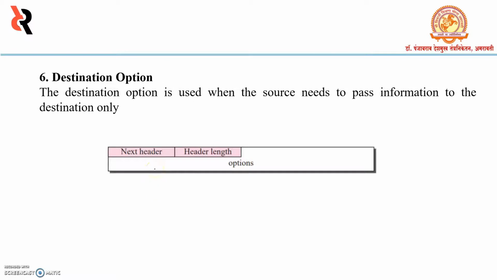The last extension header is the destination option. The destination option is used when the source needs to pass information to the destination only. Intermediate routers are not permitted access to this information. The format of the destination option is the same as the hop by hop option. So this is the format of the hop by hop option. The same is for the destination option, where the next header is there, the header length is there, and the rest of the fields are options.